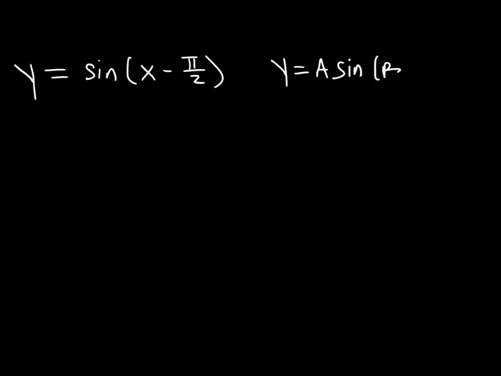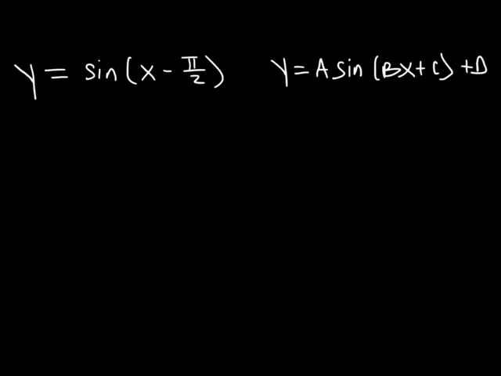Now let's talk about how to graph this function. Sine x minus pi divided by 2. How can we do so? So considering the generic formula, a sine bx plus c plus d. Anytime there's a c value, there's a phase shift, which means that the graph is going to shift either to the right or to the left. And so you want to find the phase shift because sine won't start at the origin in this case.